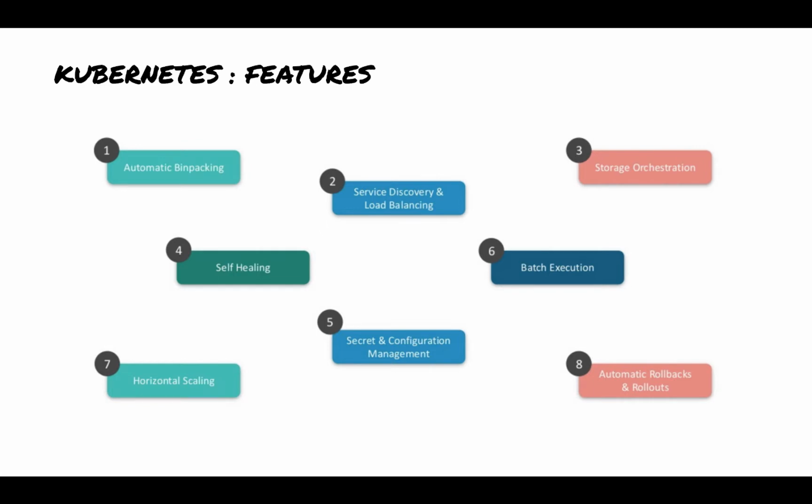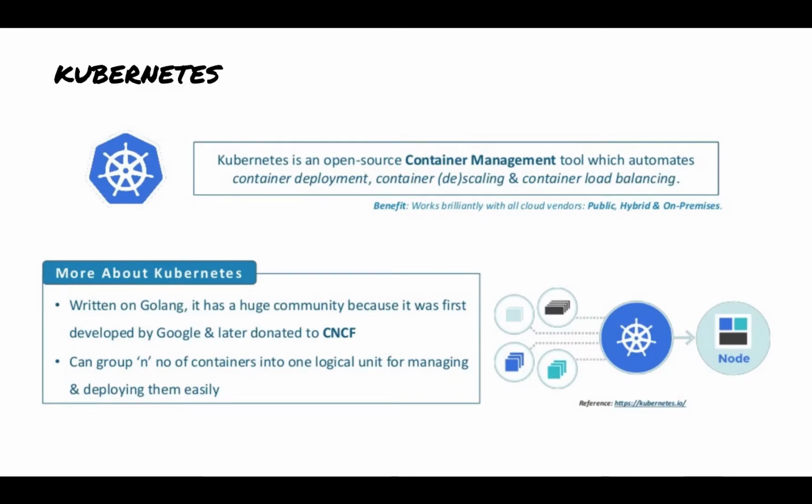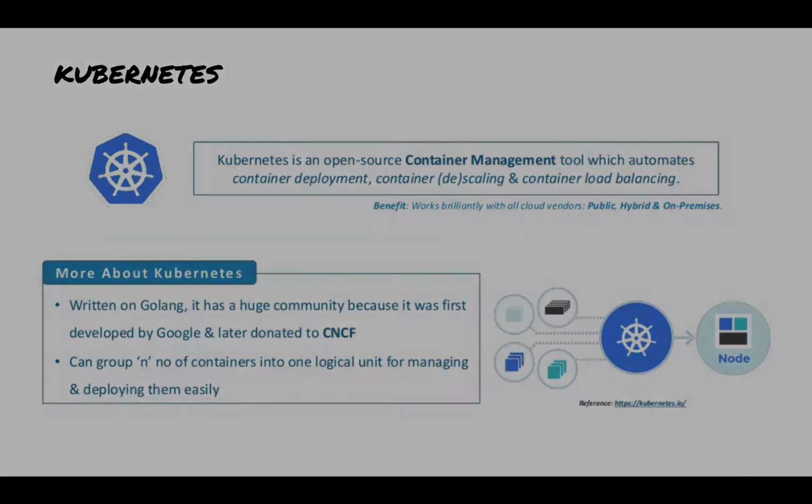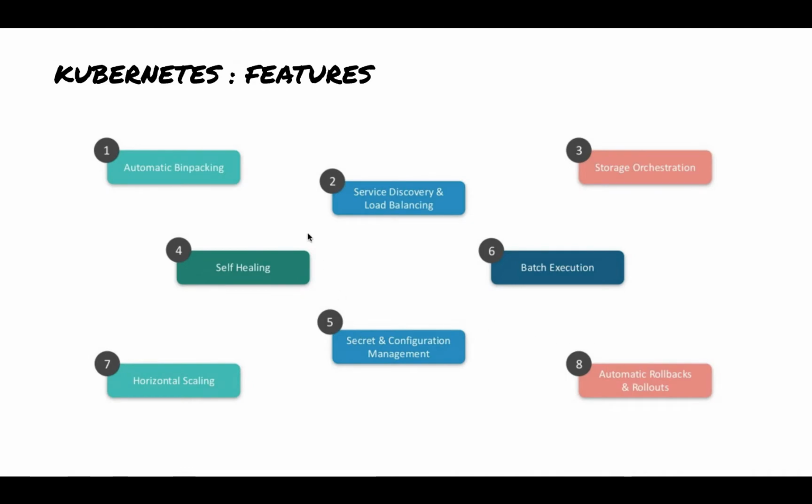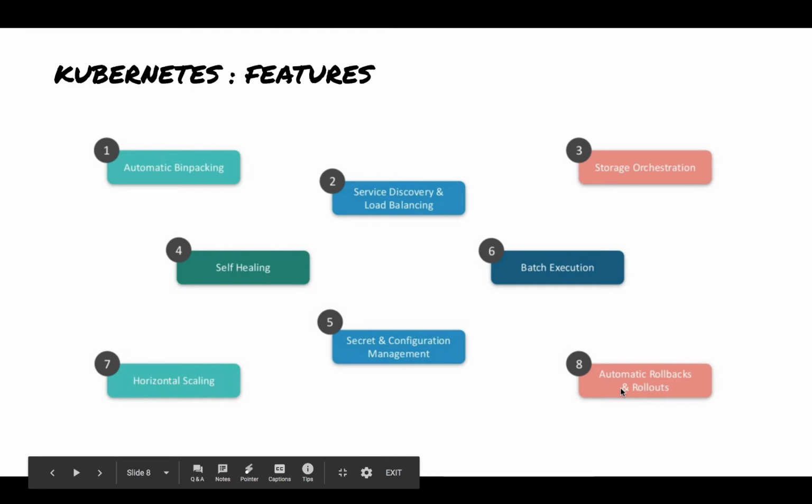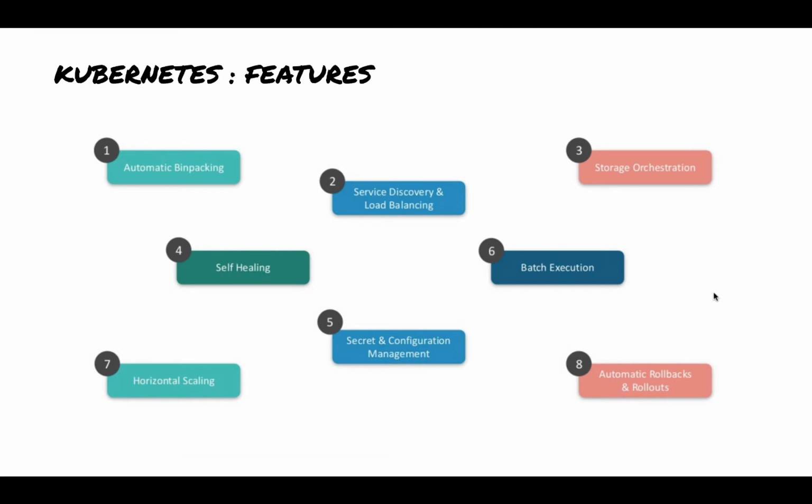Now, what are the various features of Kubernetes? We'll understand that before we go on to understand what Kubernetes is and isn't. First, you have to know something about the features Kubernetes has. So one is automatic bin packing. I'll come to that. Then service discovery and load balancing, storage orchestration, self-healing, batch execution, secret and configuration management, horizontal scaling, automatic rollbacks and rollouts. These are pretty interesting points. So let's discuss each one of them.